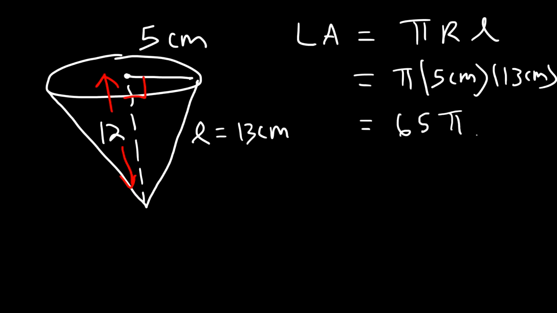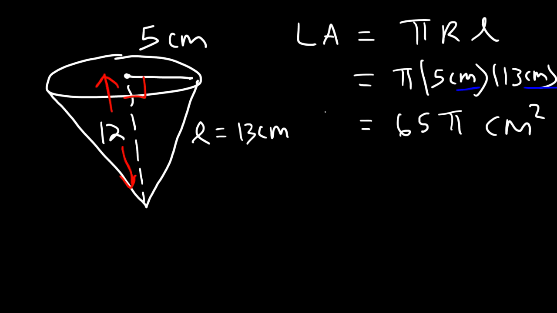Now, what are the units for lateral area? Well, if you multiply centimeters by centimeters, you're going to get square centimeters. So anytime you're dealing with area, it's going to be square units. With volume, cubic units, or units cubed. So the lateral area is just 65 pi square centimeters.